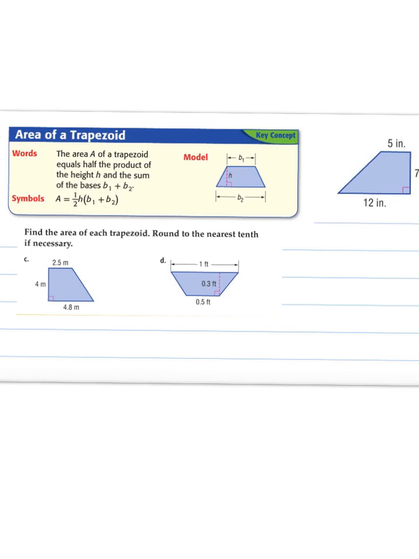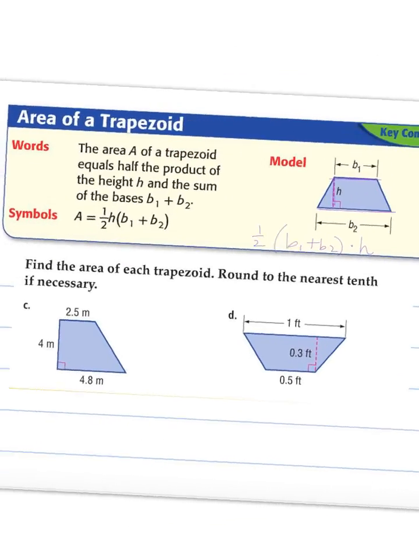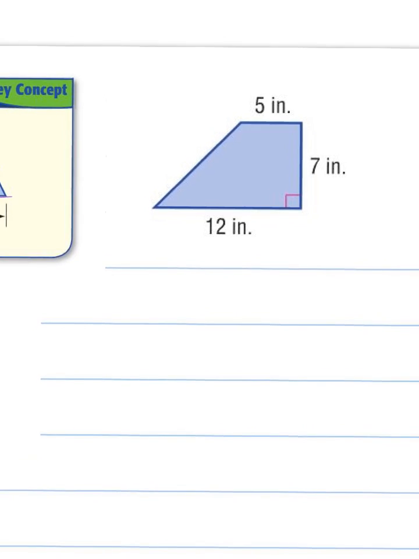All right, and the area of a trapezoid. The area of a trapezoid equals half the product of the height and the sum of the bases, base 1 and base 2. So if we look here at our picture of a trapezoid, it's got one set of parallel sides. Those are going to be your bases. The height is the part perpendicular to those. So you would take base 1 plus base 2, put that in parentheses, that's what we have to do first. We're taking half of that, and we're also multiplying by the height. So let me do this one with you, and then you can try the other two on your own.